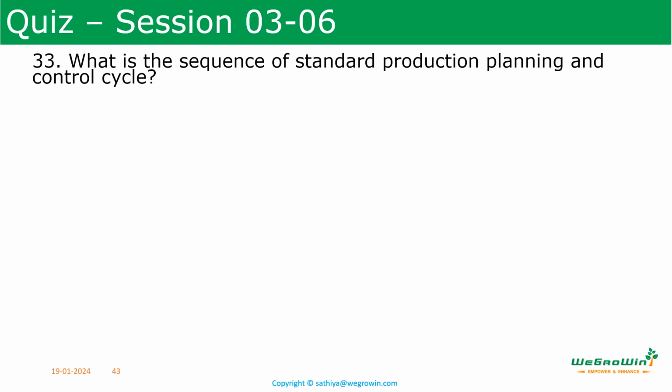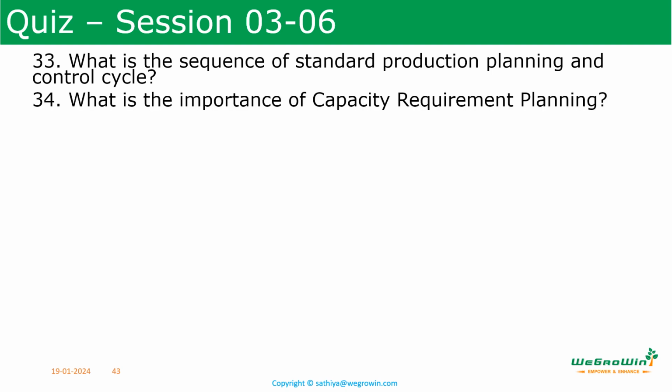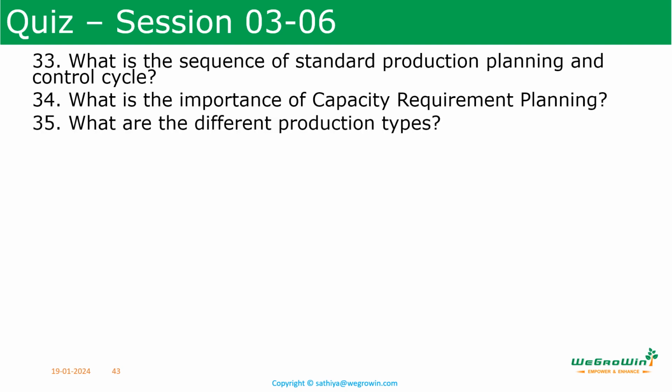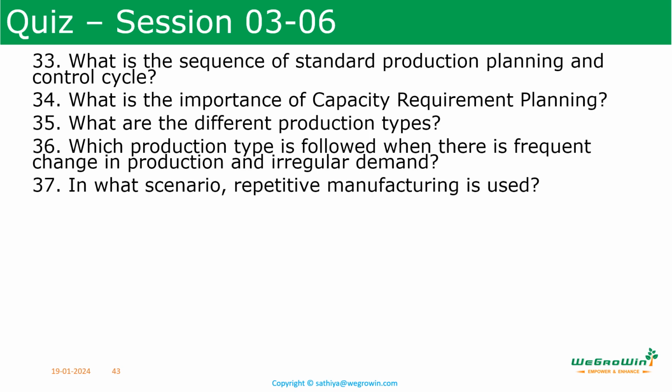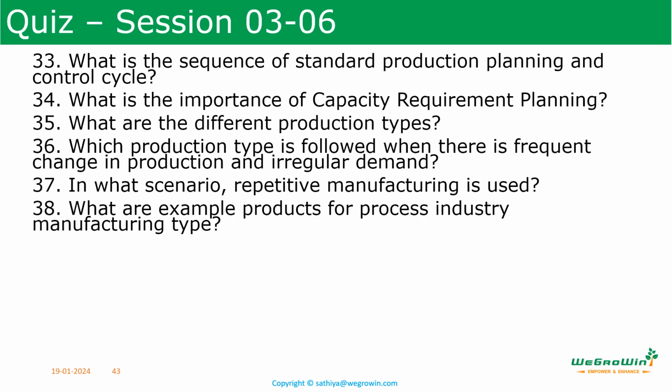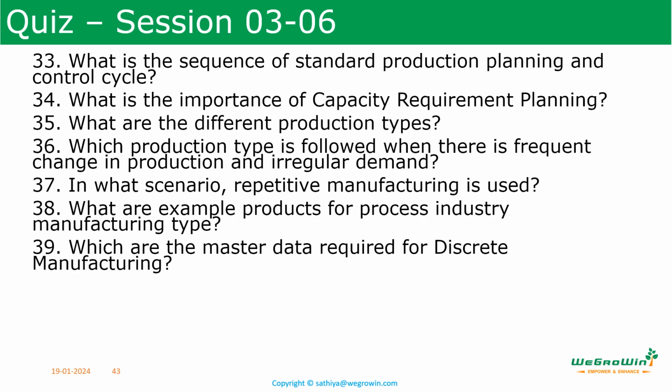What is the sequence of the standard production planning and control cycle? What is the importance of capacity requirement planning? What are the different production types? Which production type is followed when there is a frequent change in production and irregular demand? In what scenario is repetitive manufacturing used? What are examples of products for the process industry manufacturing type?